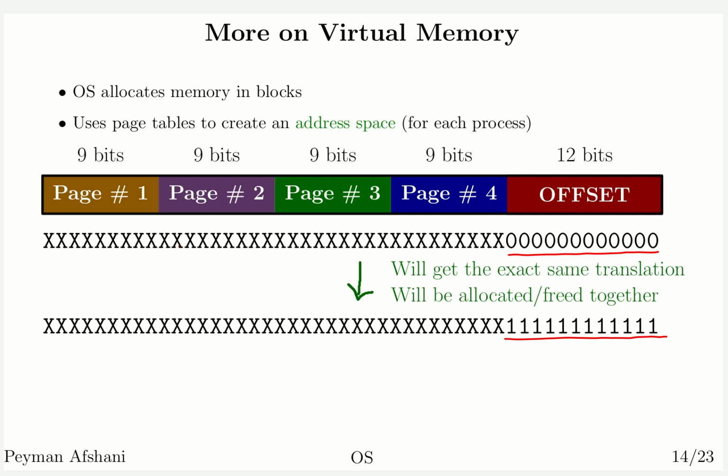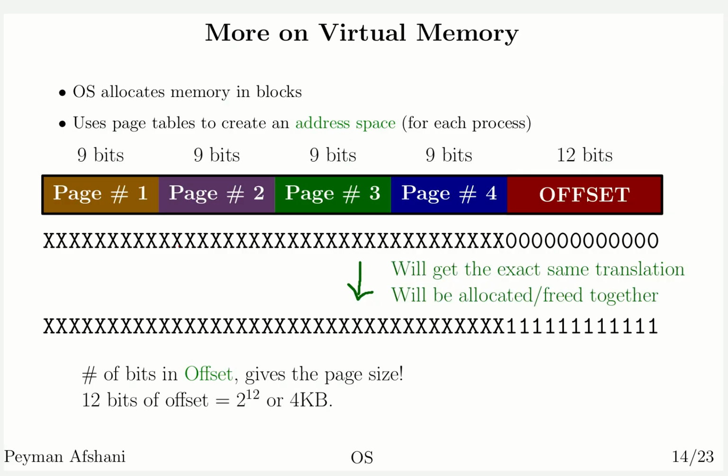It also means that the smallest unit of memory where your operating system can allocate or free is essentially this size. So for 12 bits, 2 to the 12 is roughly 4096, or 4 kilobytes. So 4 kilobytes in this model will be the smallest amount of memory that you can allocate or free. And so when people talk about page sizes, they essentially mean 2 to the offset.